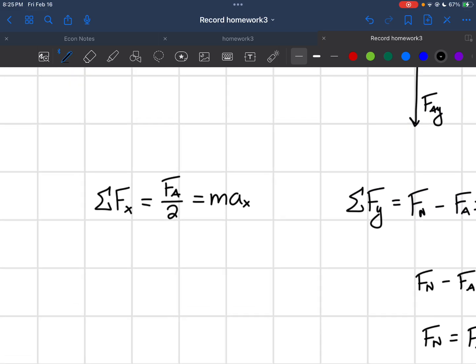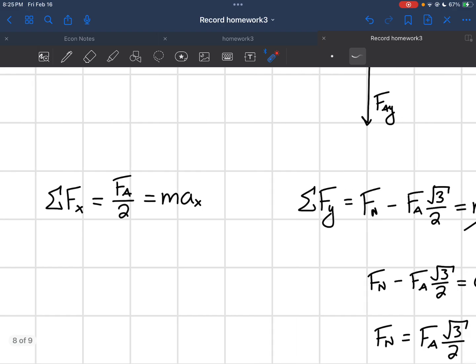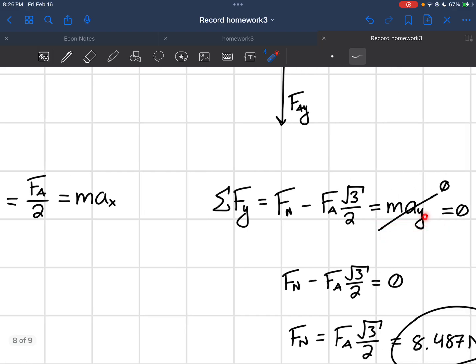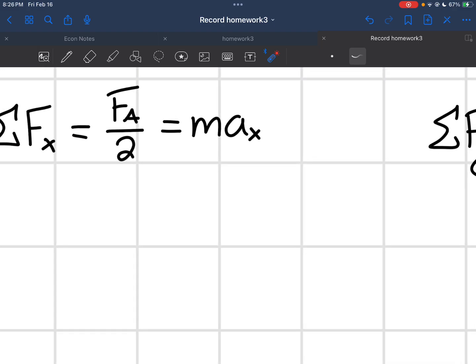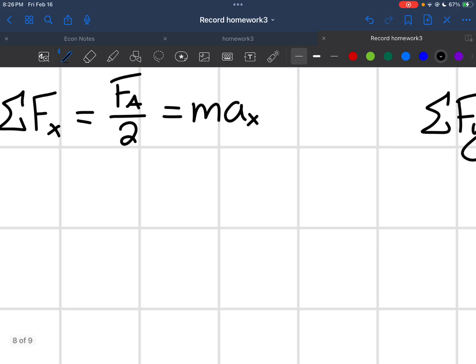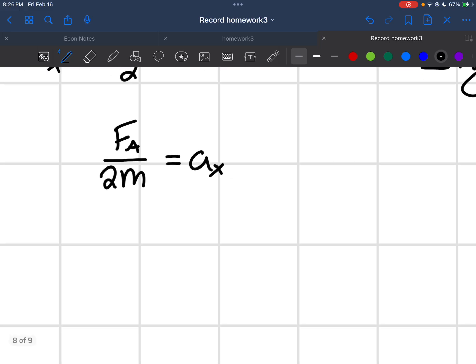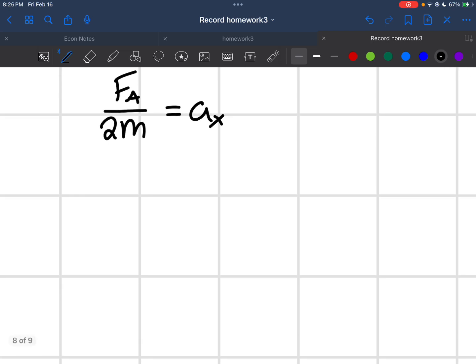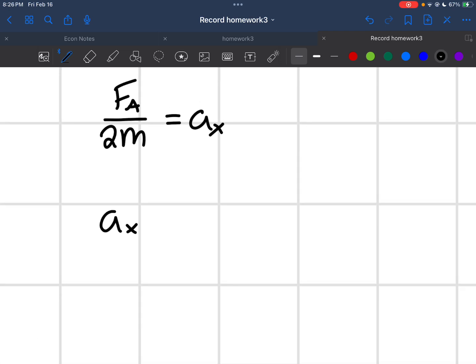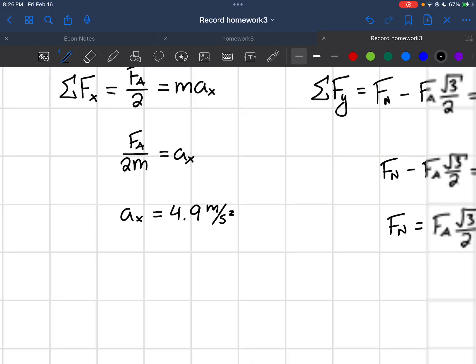And if I'm solving for my acceleration, over here, we said this component of my acceleration was 0. This one is the one we're going to be solving for. So again, solving for A, I can divide my mass over to the other side. The mass of the book was just 1 kilogram, so that'll be Fa over 2m equals Ax. Again, plugging in my 9.8 newtons for Fa and my 1 kilogram for my mass. That'll give me an acceleration of about 4.9 meters per second squared.